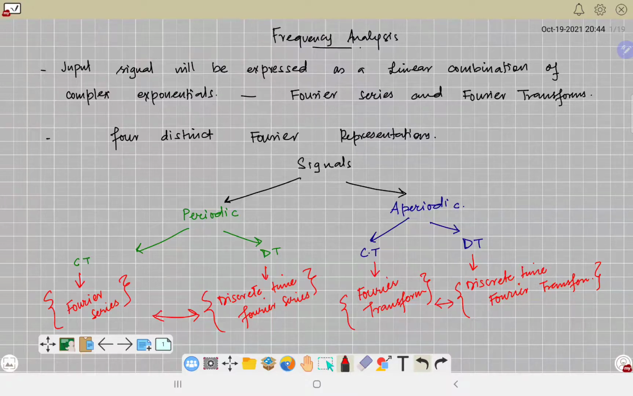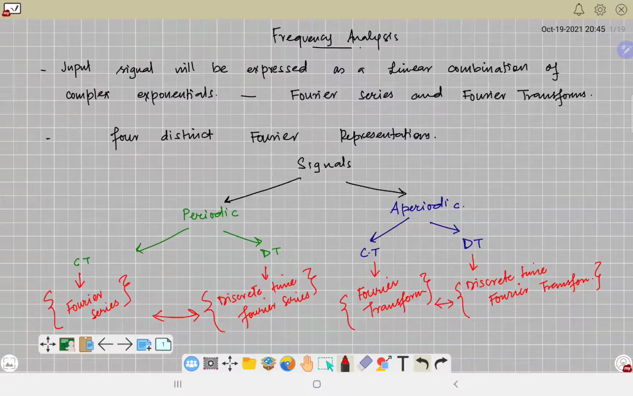Sorry, it's not the second, it's the third chapter. We'll be starting frequency analysis with the Fourier analysis, which gives these four cases: Fourier series for continuous time and discrete time periodic signals, and Fourier transform for continuous time and discrete time aperiodic signals. We'll be doing the properties and the analysis.